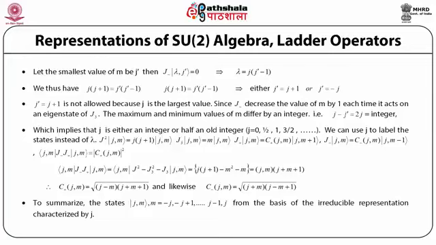So we can summarize what we have seen so far. What we have seen is that the state jm, where m now takes 2j plus 1 values, has the minimum value of m equal to minus j and the maximum value of m equal to plus j, and all the other values are obtained in unit steps from minus j to j. So the states jm form the basis of the irreducible representation characterized by j.